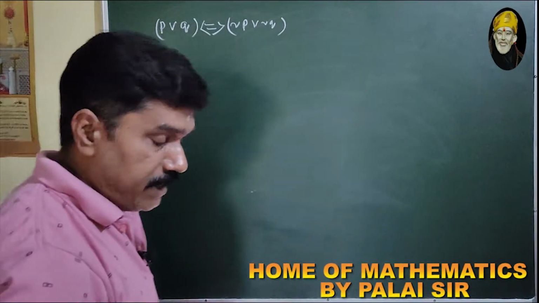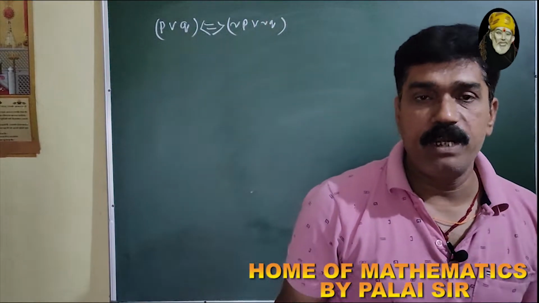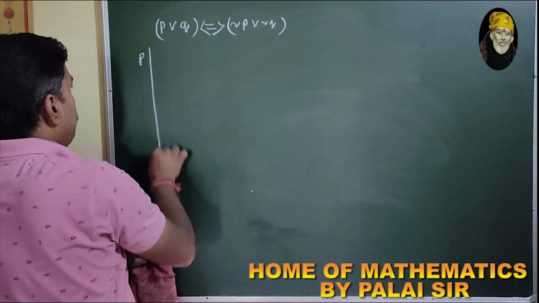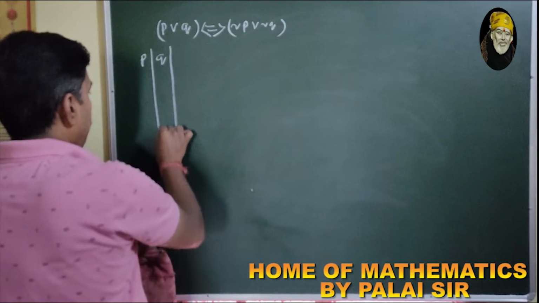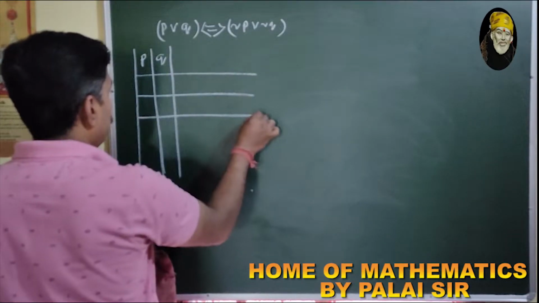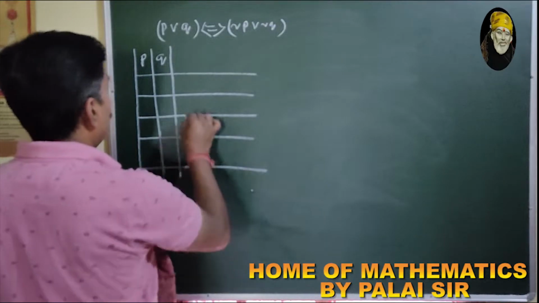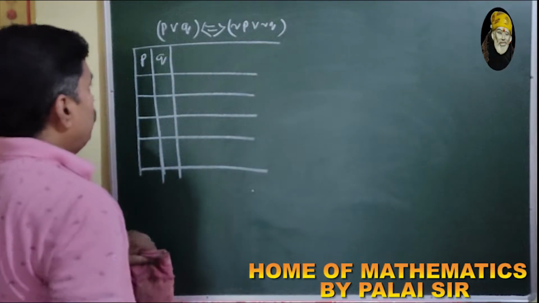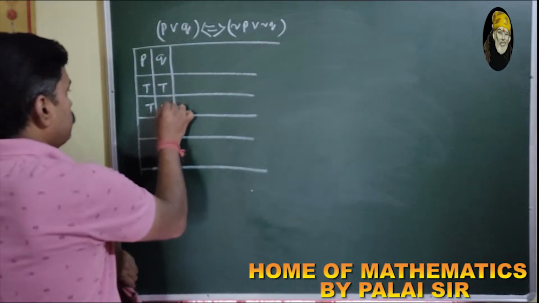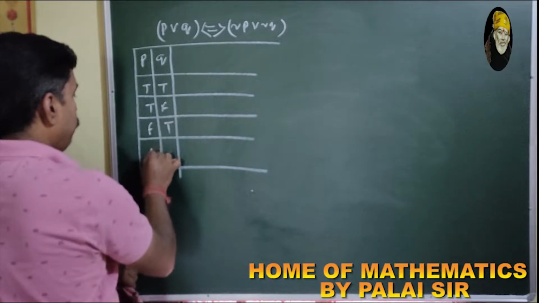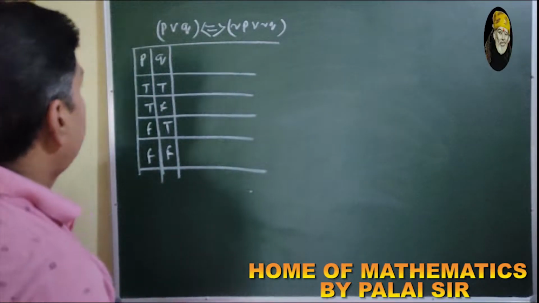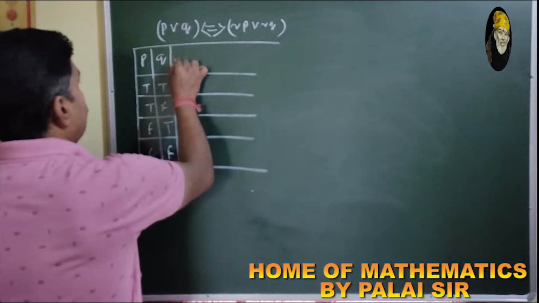So here also, how many statements are you getting? Two statements, P and Q. So here you write P, then you write Q, and you have to write all the possible values. You will get four different values, 1, 2, 3, and then this one is 4. Here you will find true, true, true, false, false, true, or false, false. These are the four different values. Clear?